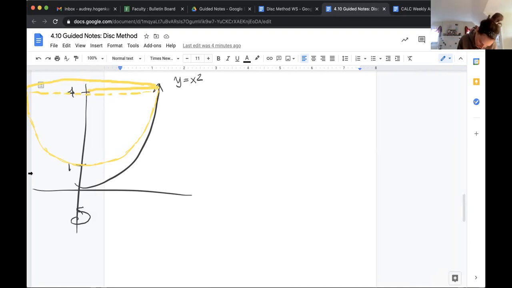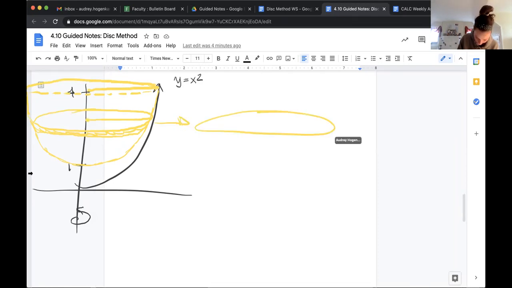So we're going to draw another little disc in here. Going to have it right here. We're going to add a little bit of depth. And that depth now, instead of being dx, is going to be dy. So I'm going to take this over here and draw my little disc like so. And this is going to be labeled as dy.